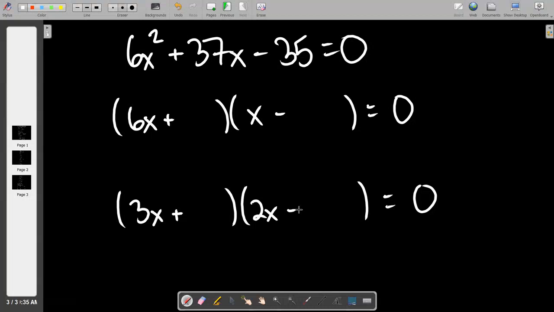When someone says 35, you probably immediately go to 5 and 7. I mean, 35 and 1 could be what we're looking for. I don't know. Let's try 5 and 7. Did you get it? What factors did you find, Evie?